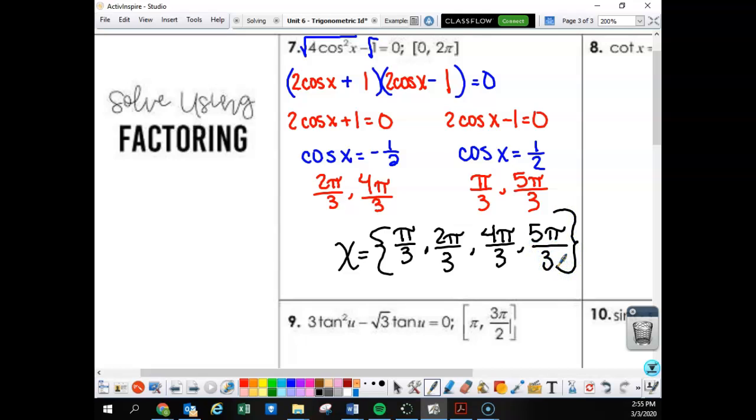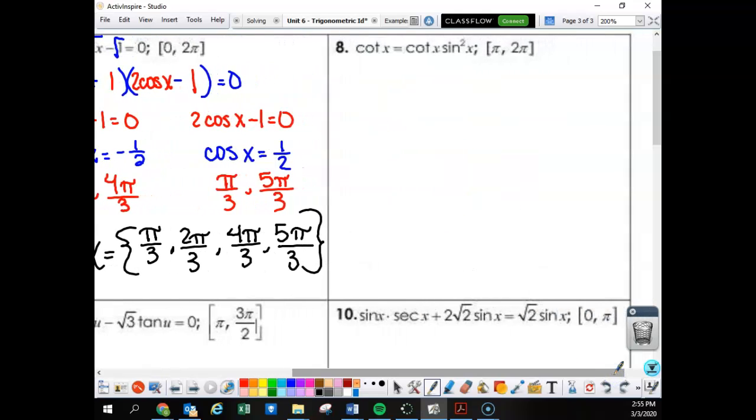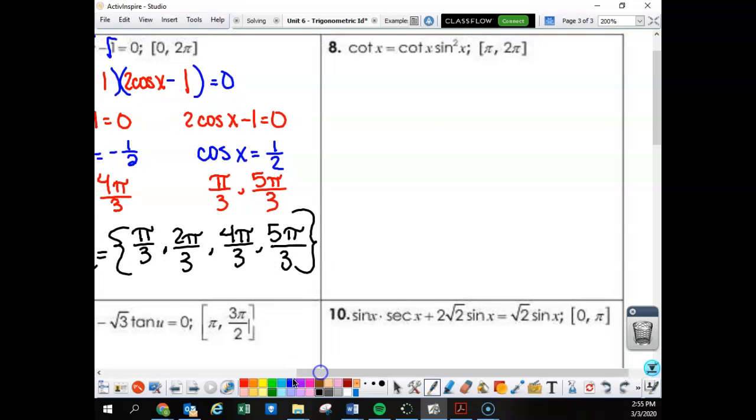Okay, let's go to number 8. So here there's different ways you can actually do this. What I'm going to do is divide both sides by cotangent. So I'm going to divide this by cotangent x and this by cotangent x. Here, these will divide out to be 1. And then cotangent over cotangent divides out, so I'm left with sine squared x.